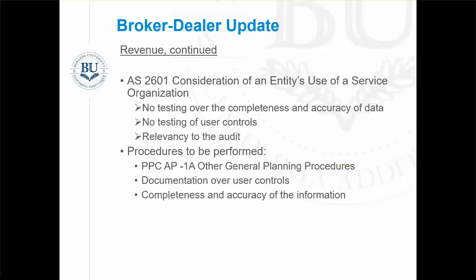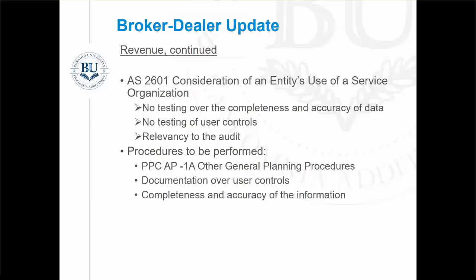So, consideration of the use of a service organization. For our non-carrying broker-dealers, they use a service organization to clear a lot of the transactions. As a result of that, there are specific procedures that we need to perform, and those procedures are outlined in AP 1A. We also need to have documentation over the user controls, and then we have to test the accuracy and completeness of the information.